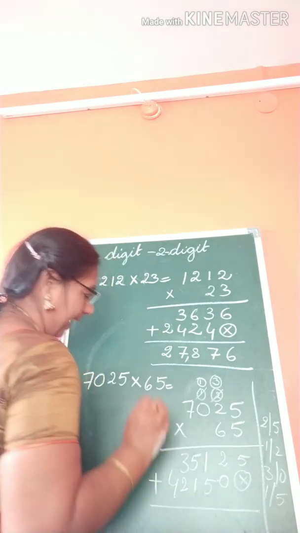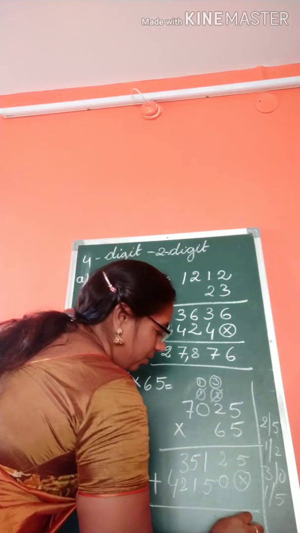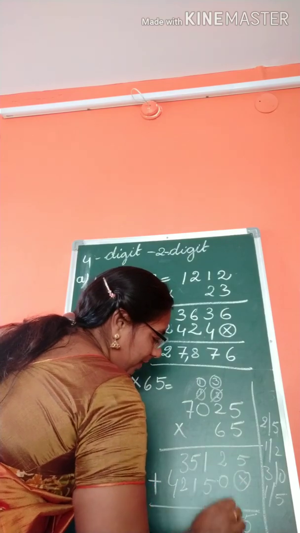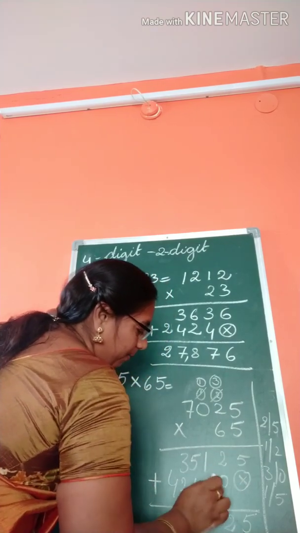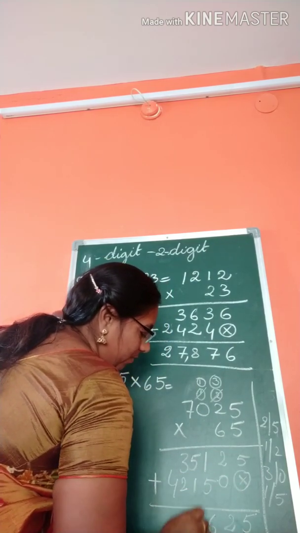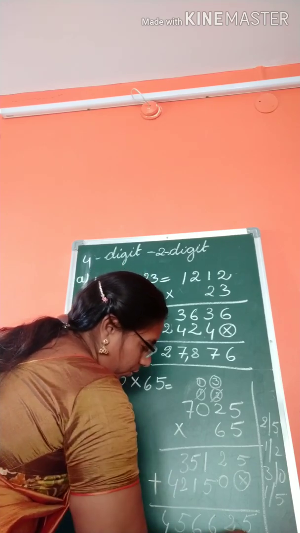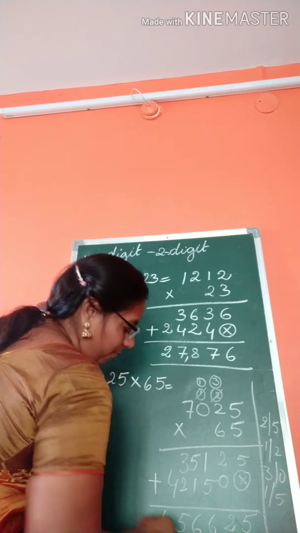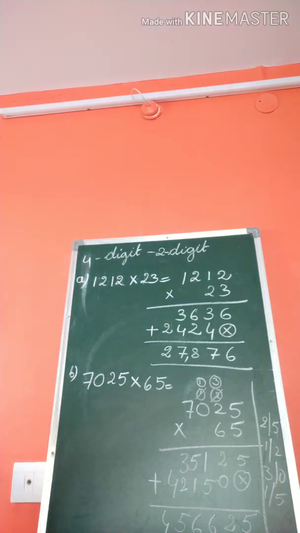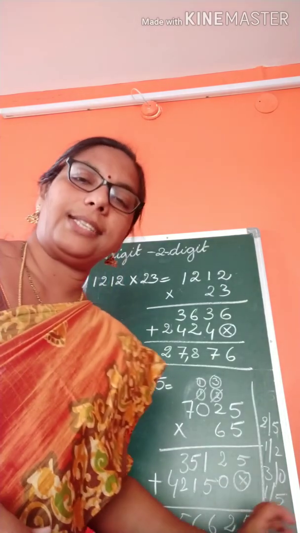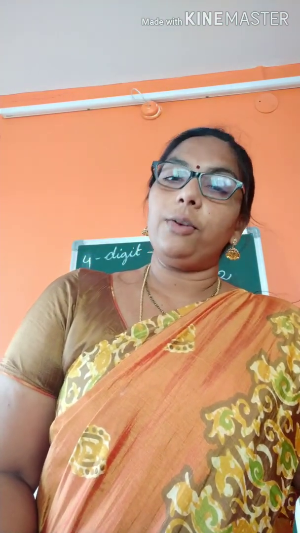Now what we have to do? We have to add. Okay, 5 plus 0 is 5. 2 plus 0 is 2. 1 plus 5 is 6. 5 plus 1 is 6. 3 plus 2 is 5. And 4. So the number is 4,56,625 is the answer. This is how we do a 2-digit, 3-digit and a 4-digit multiplication using 2 digits.